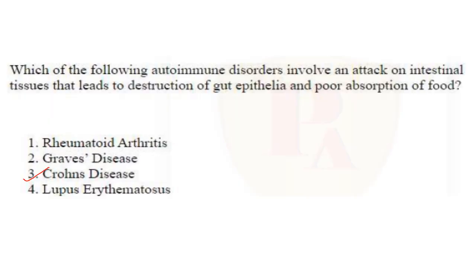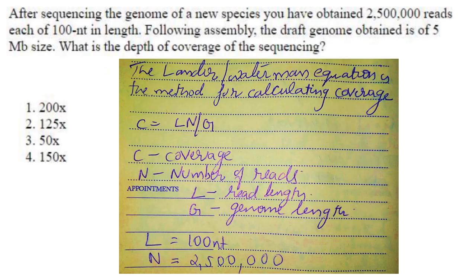Okay, coming to the next question. Which of the following autoimmune disorders involve an attack on intestinal tissues that lead to destruction of gut epithelia and poor absorption of food? So all these given in the option are various autoimmune disorders, and from the question, that is attack on intestinal tissues, it is Crohn's disease. Answer is option 3.